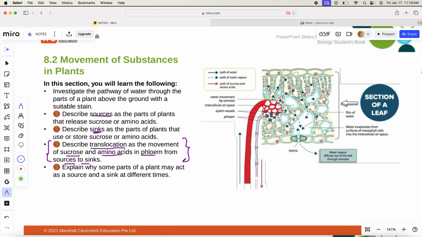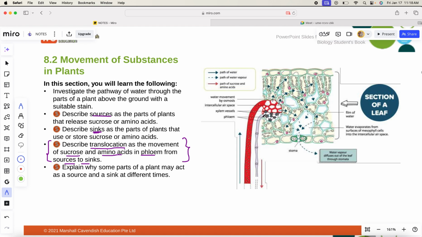source. The source means what? The point of manufacture in the palisade layer of the leaf. From the source where the food is manufactured to the point of usage, meaning to every other cells of the body of the plant. It's called the sink. So you must remember how to define translocation. Okay? So this is translocation.